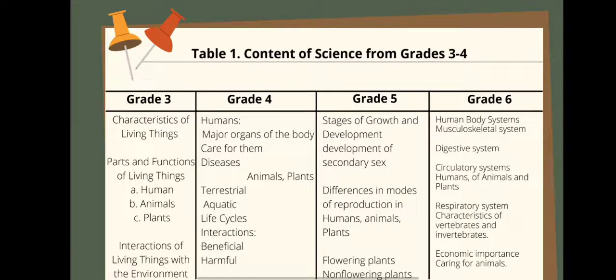So, this table presents the content or topics of science from grade 3 to 6. As you can see, there are different topics in each grade level, but when we observe from it, you can see that each topic is somehow related to each other, but with different levels of complexity in every grade.